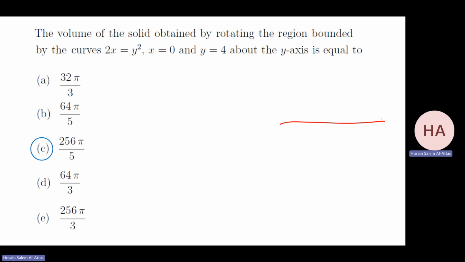I have the curves. This is a parabola open to the right, x equals 0, the y-axis, and y equal 4. So we'll talk about this region. First, you need to find the region. About what? The rotation is about the y-axis.